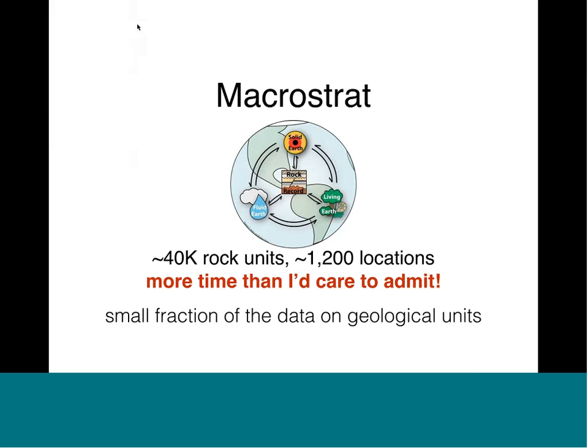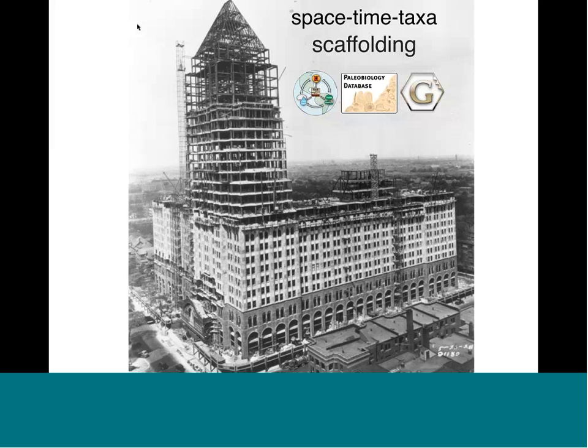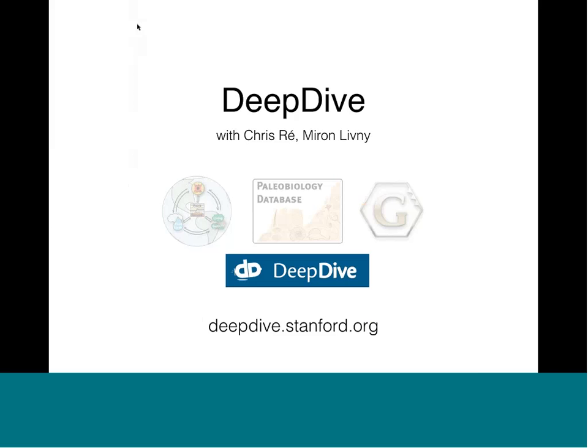Macrostrat, similarly, took more time than I care to admit, a fair bit of data, but it's just a very small, trivial fraction of all the data that we have available on the geological record. So the question is, how do we move past this very crude scaffolding for our understanding of Earth history and towards at least something that picks up all the bricks that are on the ground and puts them into a reasonable order quickly, in a time frame that's reasonable?